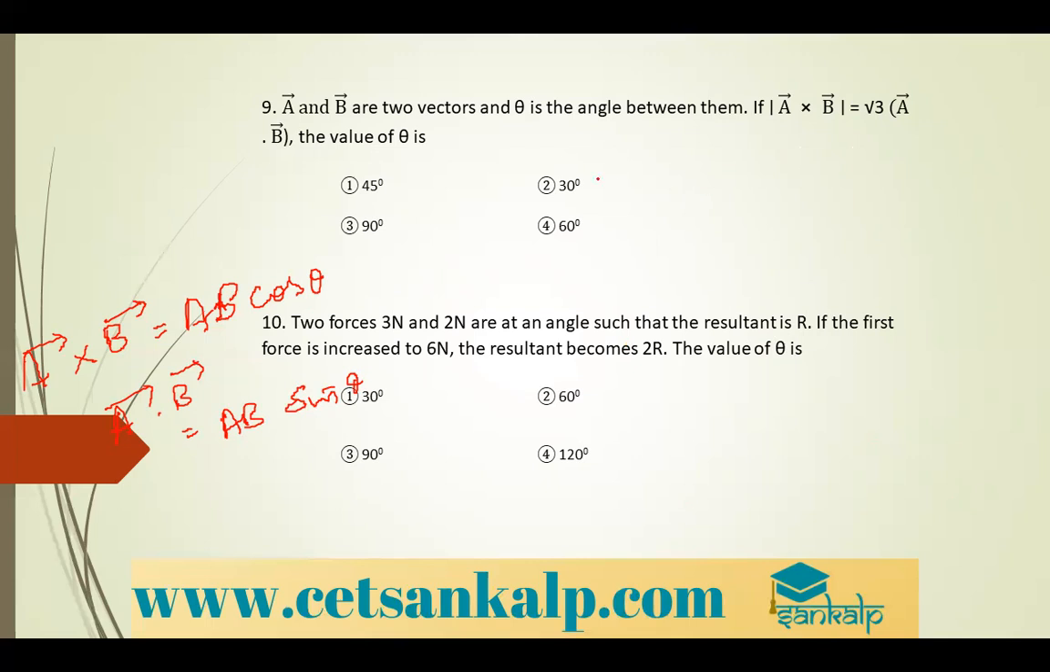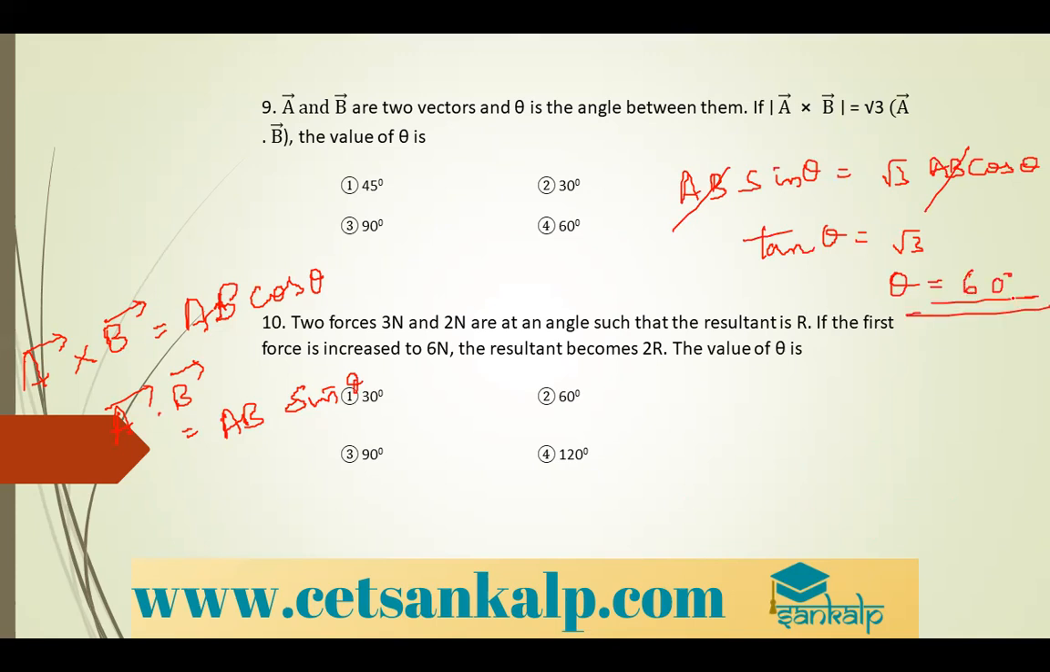Okay, so what happened now? I am equating both. AB sin theta is equal to root 3 into AB cos theta. AB and AB get cancelled. So sin by cos is tan theta is equal to root 3. So theta is equal to tan inverse of root 3, which is 60 degree. So the right answer will be option 4. I hope you understood this problem.